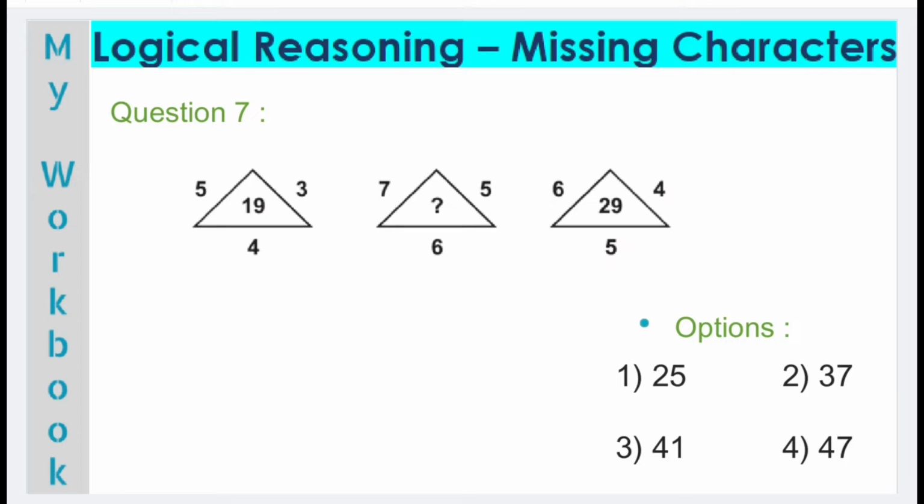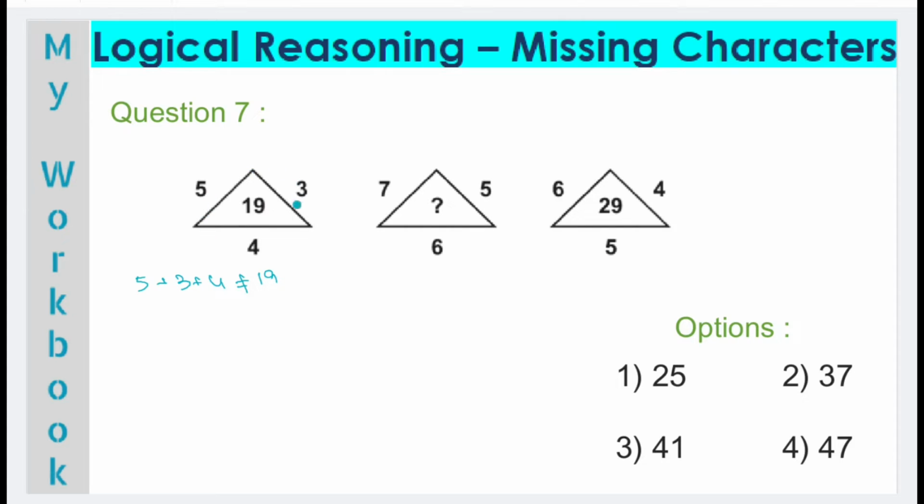Question number 7. There are 3 triangles given and 3 numbers lie on the outside of the triangle, and there's one number in the middle. We can see that the number in the middle is bigger than the numbers outside. So first let's try adding the 3 outside numbers. 5 plus 3 plus 4 is not equal to 19. It adds up to 12, correct? So simple addition doesn't give us the result.